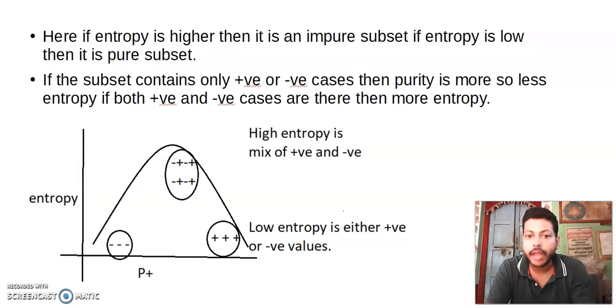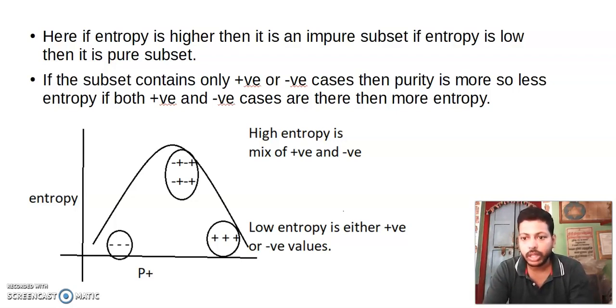Here if entropy is higher, then it is an impure subset. If entropy is low, then it is a pure subset. As I have already told, if there is a complete mix of positive cases and negative cases, or yes and no, in that set the entropy is higher. In our set, 4 cases are positive, 6 cases are negative. If it is 5 cases positive and 5 cases negative, both equal, in that situation we can consider the entropy will be 100%, or the entropy value will be nearly 98 or 99.